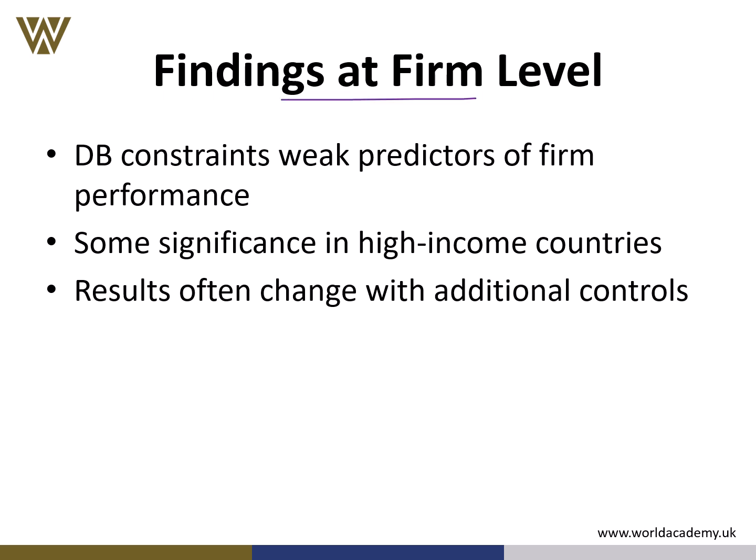Finding at the firm level: the Doing Business constraints are weak predictors of the firm performances, with some significance in high income countries, but it is not equally replicable or identical in the developing countries. Probably because of the huge demography of population, probably because of the diverse background that the global south comes with. So results often change with additional controls.